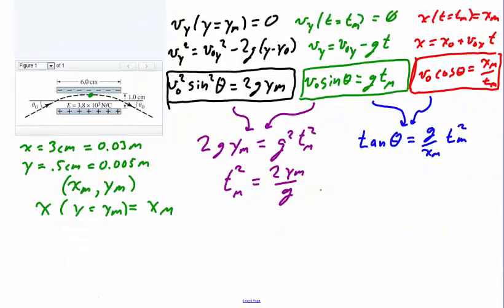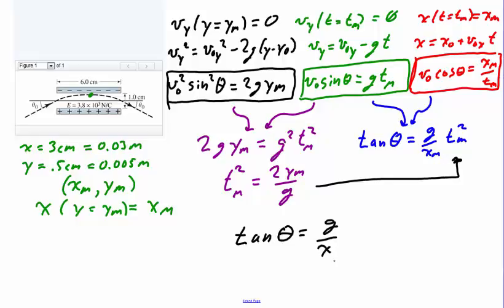We will now be able to take this expression for t squared and place it into the result we got by combining the right-hand two equations, and that will give us a single equation for tangent of theta. Tangent of theta is going to be equal to g over x mid times twice y mid over g. Quite shockingly, the g that was the only part of this problem that depends upon electricity actually cancels away, telling us that the tangent of theta is twice y maximum divided by x at the midpoint.